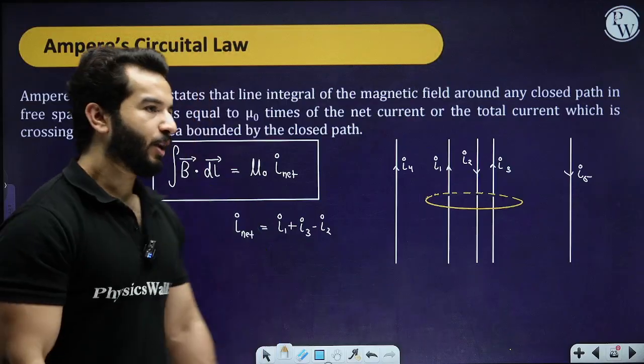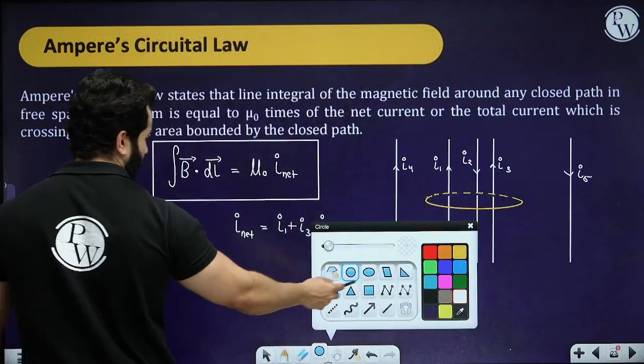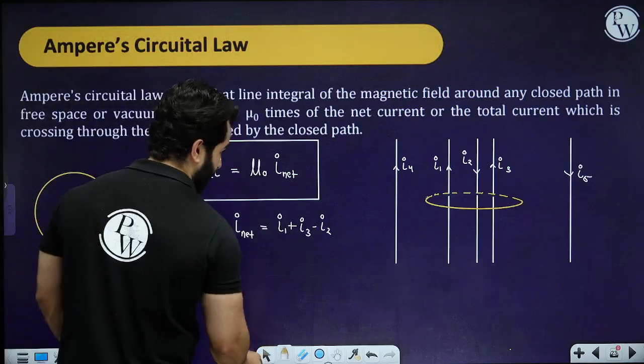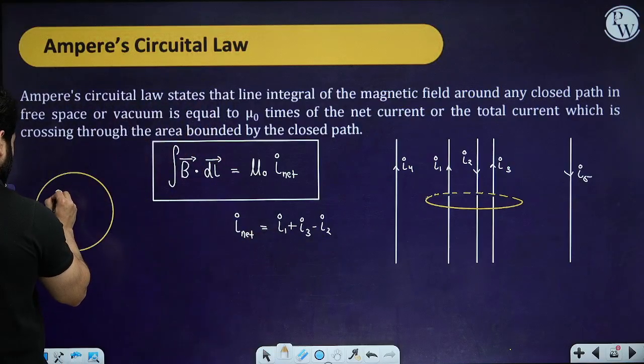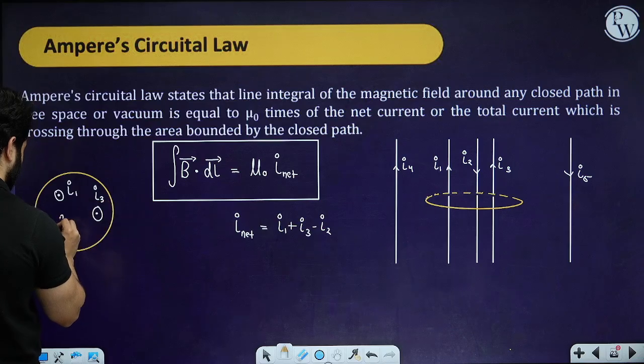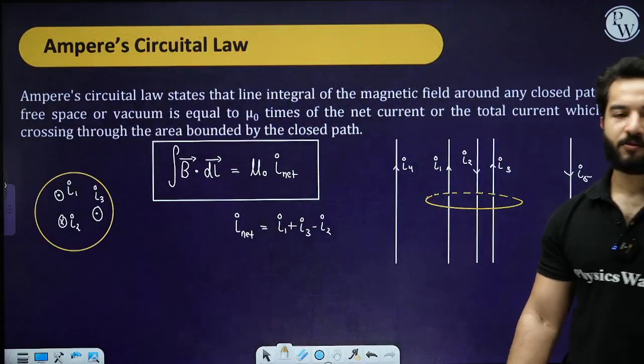All right. And if you're going to draw another cross section diagram for this same loop, it would look something like this. This is the same diagram. So let's suppose I1 is going out. So I'll draw I1 something like this, I3 something like this, and I2 something like this.